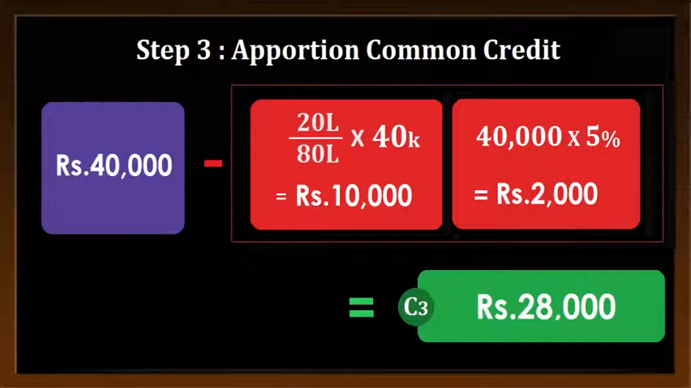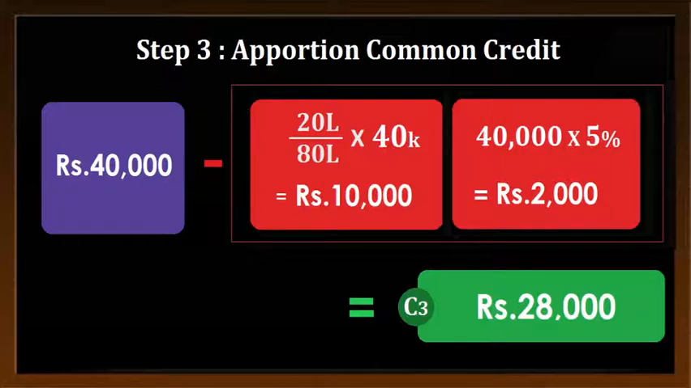So we got bad credit in relation to exempt supply. We got bad credit in relation to personal supply. So whatever the balance remains, that is the good credit. So out of 40,000 rupees, 10,000 was the bad credit in relation to exempt supply. Remove it. 2,000 is the bad credit in relation to personal supply. Remove it. So from 40,000 minus 10,000 minus 2,000, so 40,000 minus 12,000, how much is it? It is 28,000. So now 28,000, what do you call it? You call it as C3.